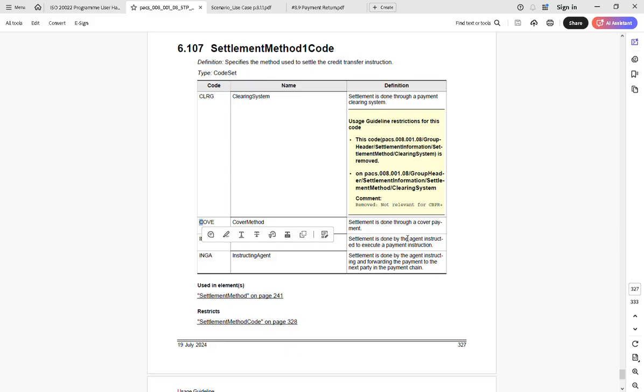Okay, so now you will ask me why we are studying this. The settlement method is newly introduced in PACS messages, and it's very important from a learning point of view, because settlement methods were not common earlier. It was not there in the MT series.